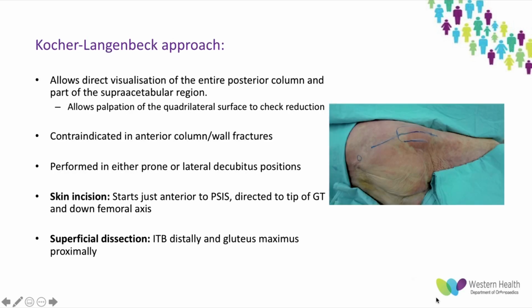So the Kocher-Langenbeck approach allows a direct visualization of the entire posterior column and part of the supra-acetabular region. It also can allow palpation of your quadrilateral surface if you want to check a reduction. It is contraindicated in anterior column wall fractures, and this can be performed in either the prone or the lateral position, but the lateral position is preferred. So the skin incision starts just anterior to the posterior superior iliac spine, is directed to the tip of the GT and down your femoral axis. The superficial dissection involves the iliotibial band distally and your gluteus maximus proximally.